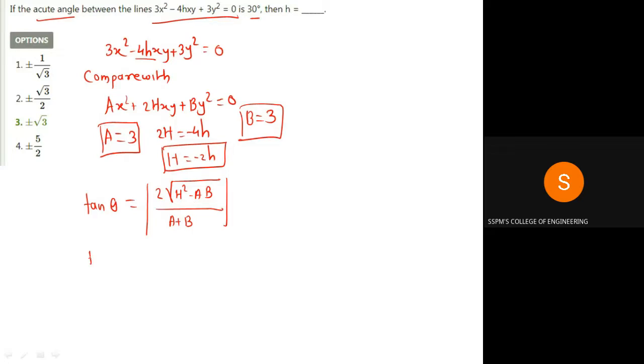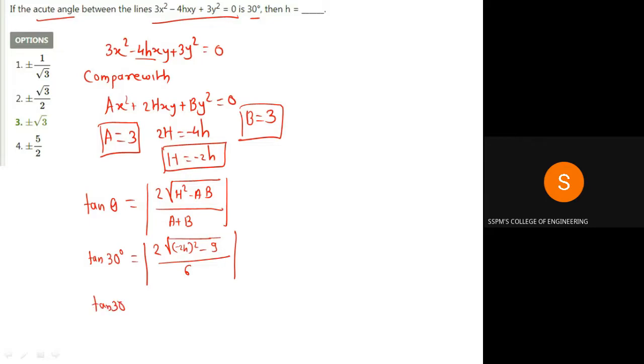But what is theta? It is tan 30 degrees. So 2 into bracket, what is h? We have to take the square of h. But what is h? Minus 2h. Minus 2h square minus ab. What is ab? 3 into 3, it is 9. What is a plus b? It is 3 plus 3, which is 6. So inside the bracket.